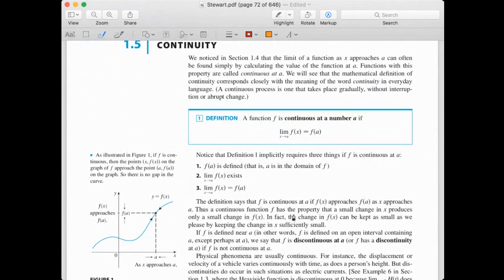All right, if not, let's talk about the new things. Today we're going to talk about continuity.